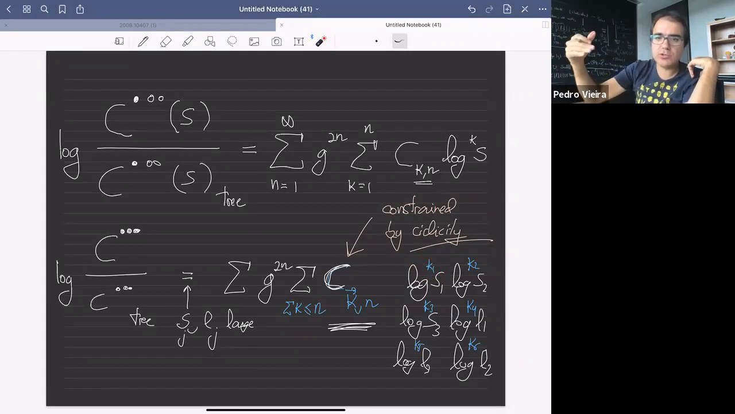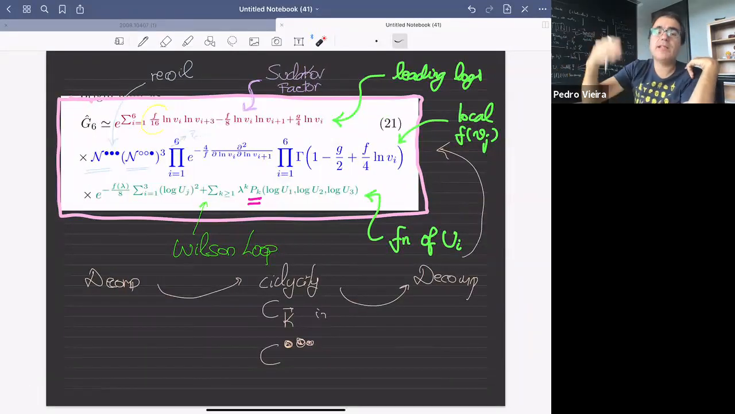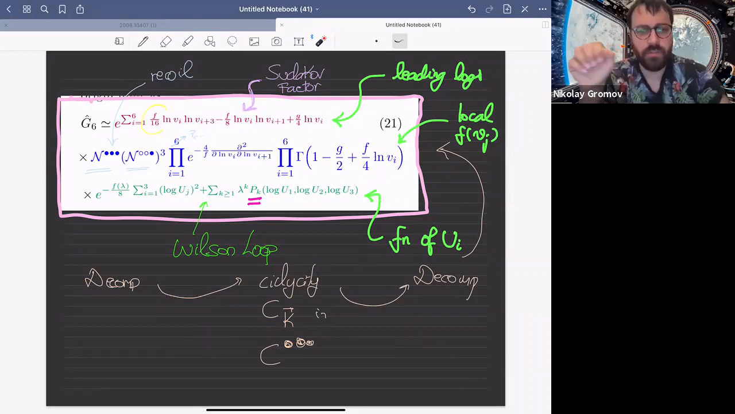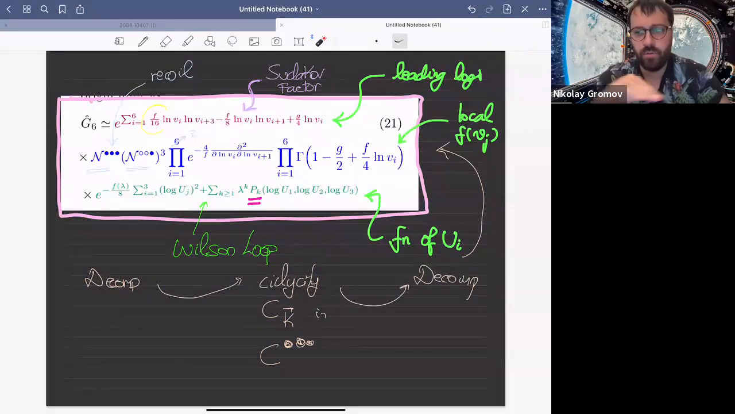What we don't capture are power laws suppressed in S, like 1 over S squared, and so on. That we drop. The analog here is I capture all logs, the leading and not the leading, but then there are power law suppressions, exponentially suppressed in U to some power, that we don't capture. So I should think perturbatively about this equation. Otherwise, yeah, it's better to think perturbatively. And then it resums all terms containing any log of v.